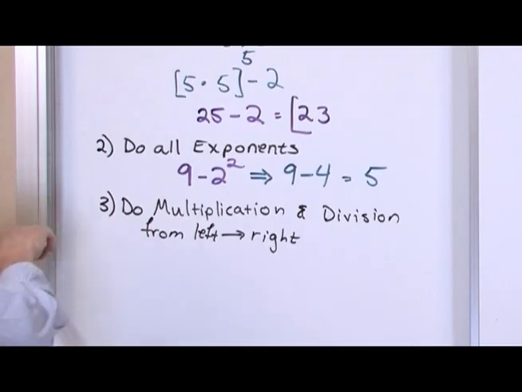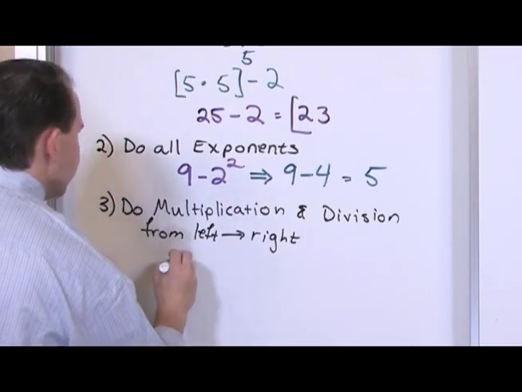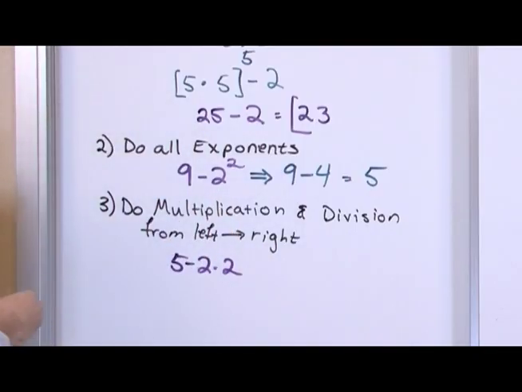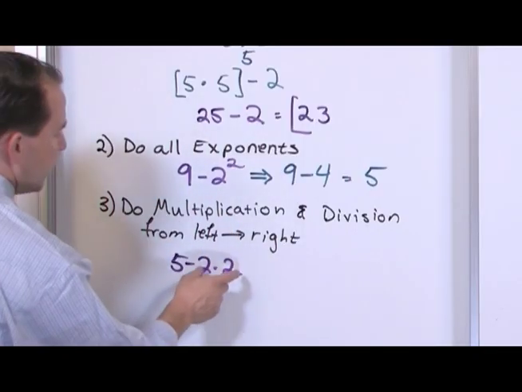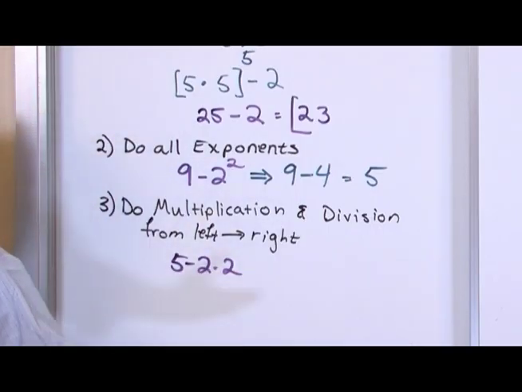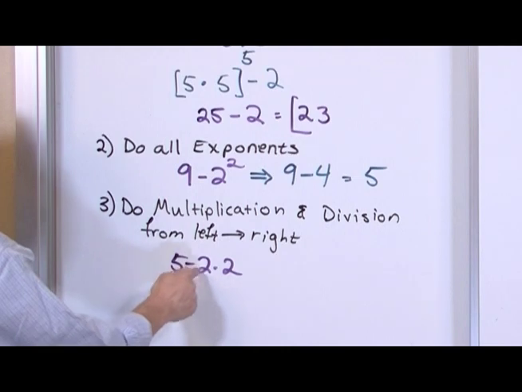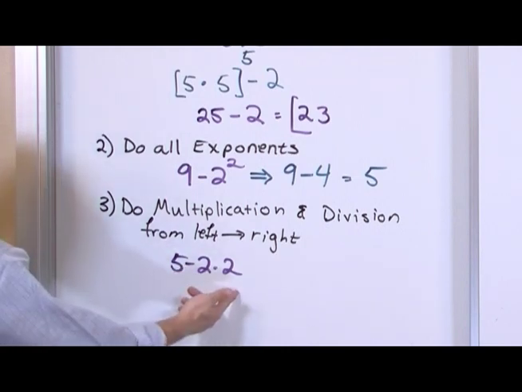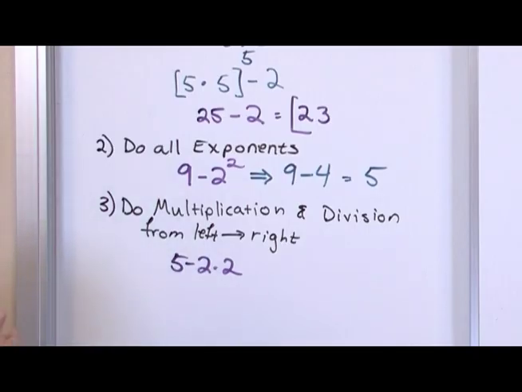So for instance, if I had something like 5 minus 2 times 2. Again, early on in your algebra studies, you might not know what to do. Do I do the multiplication first, getting 4 here, and then do 5 minus 4? Or do I do 5 minus 2 and get 3 and then multiply by 2? Well, the answer is that's wrong. You must do multiplication and division before any addition or subtraction because those are coming later.